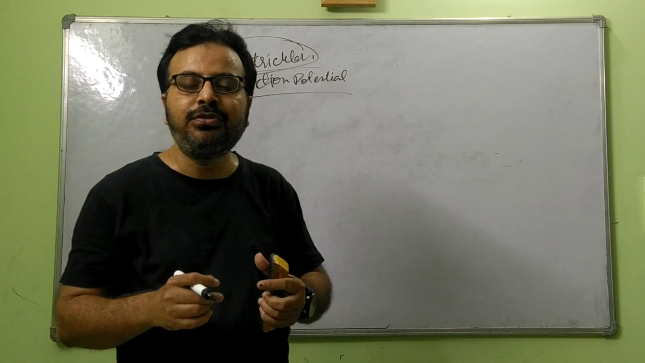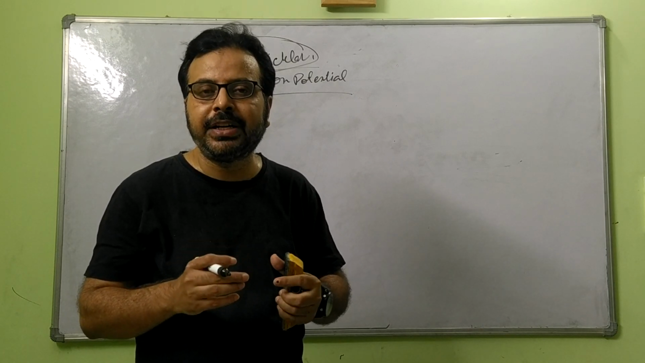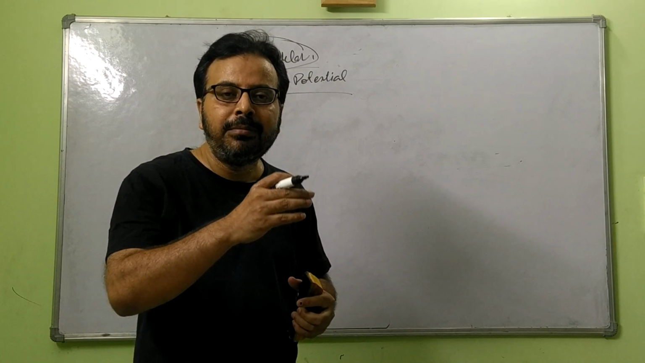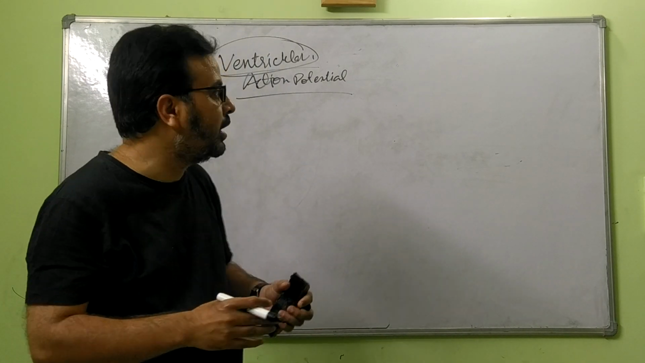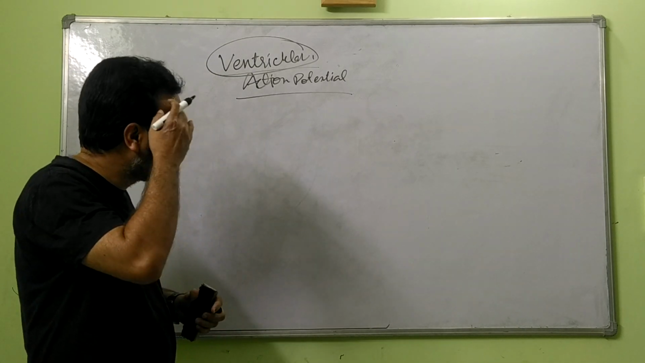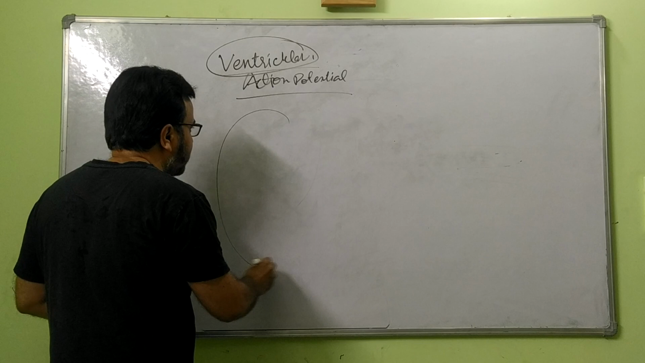How? With the exchange of ions, and those exchange of ions or flow of currents will be measured in terms of millivolts against the time scale, and that will be called ventricular action potential. So first we will take a look at the heart.